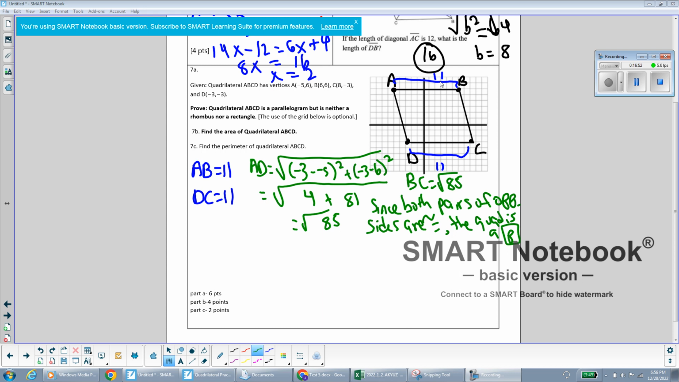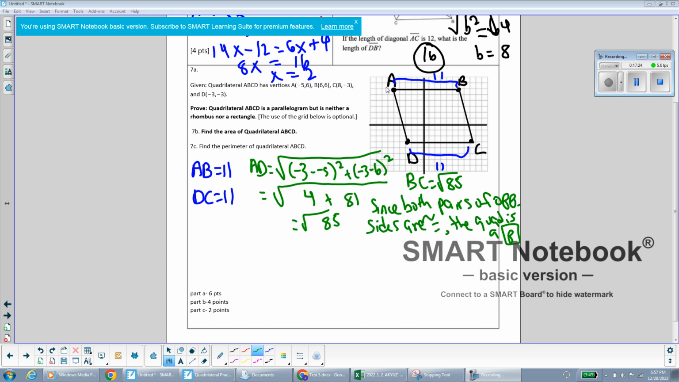Now, showing it's not a rectangle. If it was a rectangle, and I take two sides and find the slopes, they'll have opposite reciprocal slopes, which means that they'll form a right angle. But since we're proving it's not a rectangle, if I take the slope of AB and AD, they won't have opposite reciprocal slopes. The slope of this horizontal line will be 0, and the slope of AD, which is a slanted line, will be something completely different. So they won't be opposite reciprocal slopes.